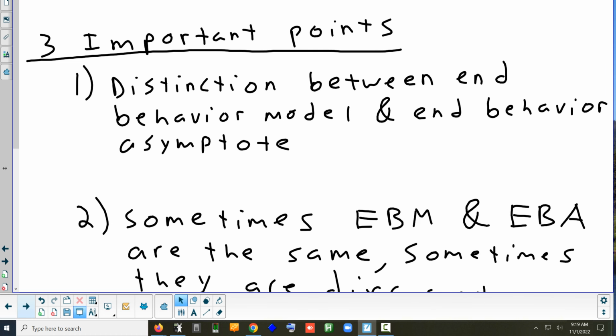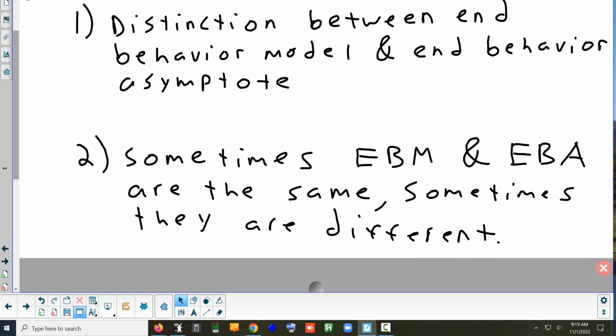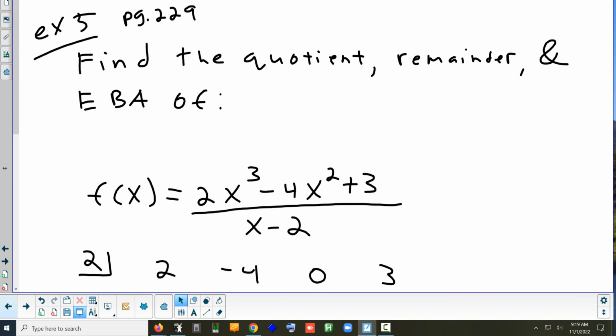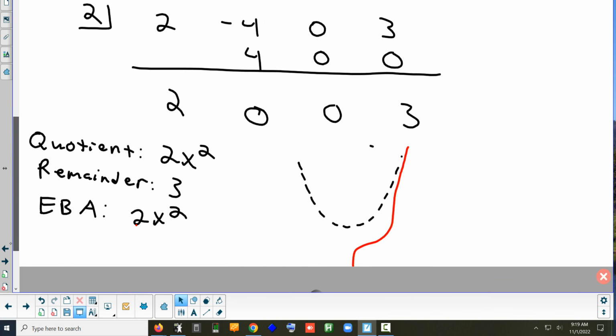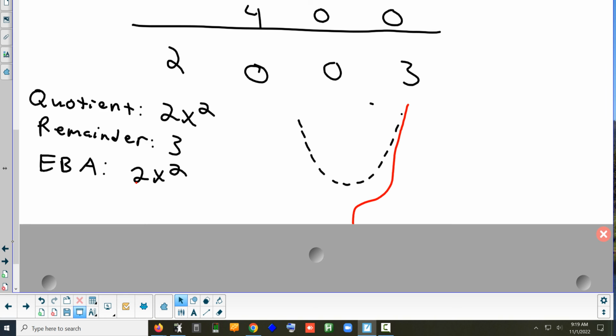Now, if you take a given problem and you find the EBM and you find the EBA, like the problems we're doing today, I could do both. Yesterday we could only do EBM. But if I find both of them, they might end up being the same, or they might end up being different. If we go back and look at the problem we just did, there's your EBA, 2x squared.